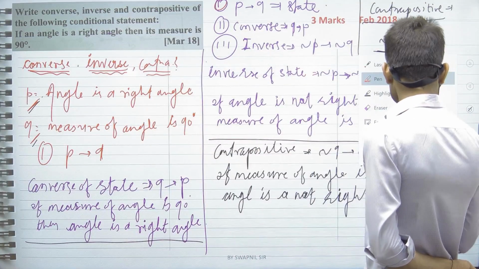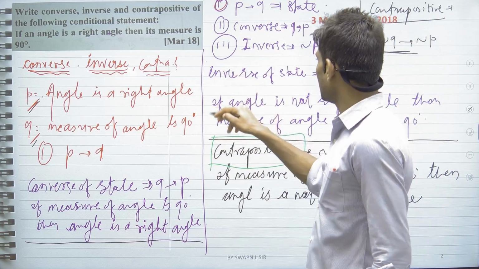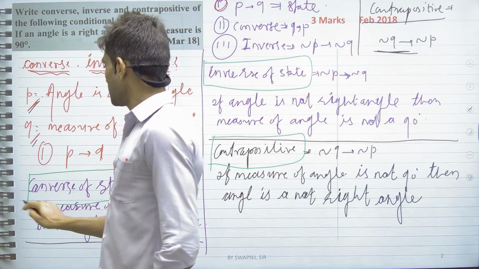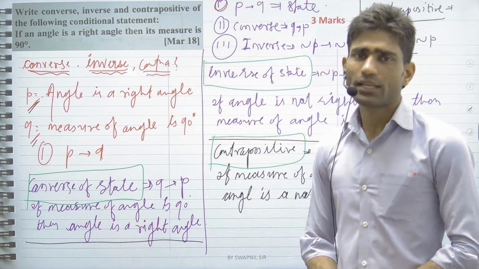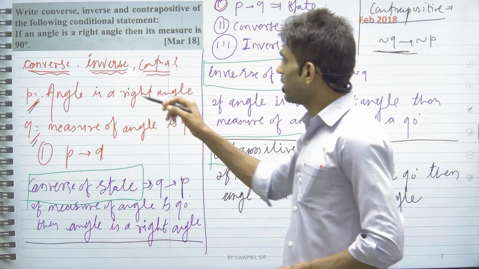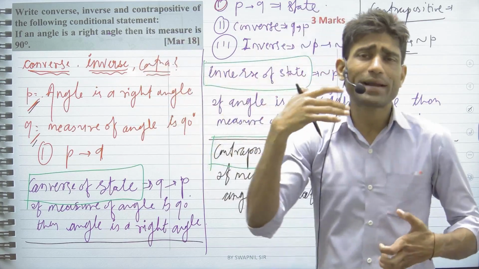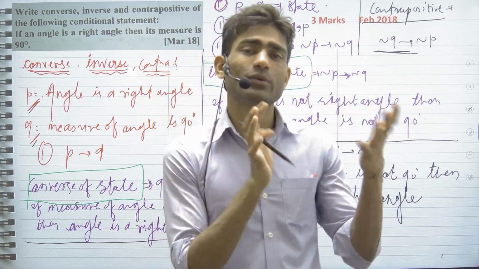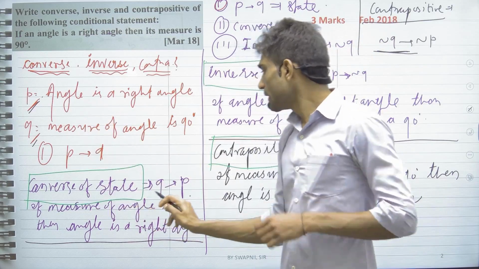Let me put a bracket here. So this one is the contrapositive, this one is the inverse of our statement, and this one is the converse of our statement. See how easy our solution is. We just have to define the converse, inverse and contrapositive by using symbolic form. Once we get the symbolic form, we just substitute the values for our statements P and Q.